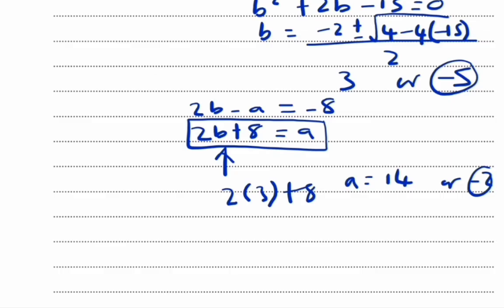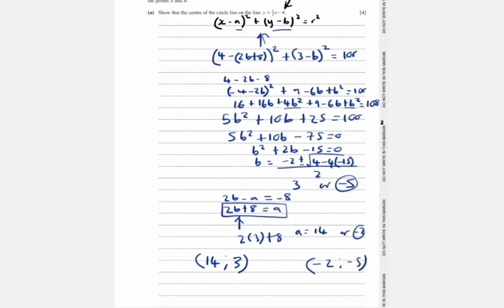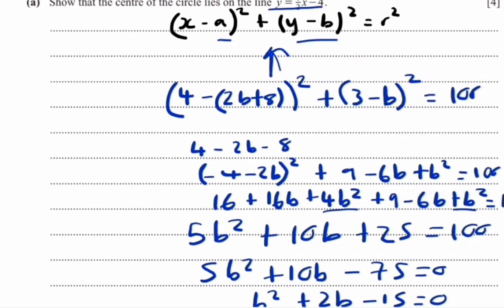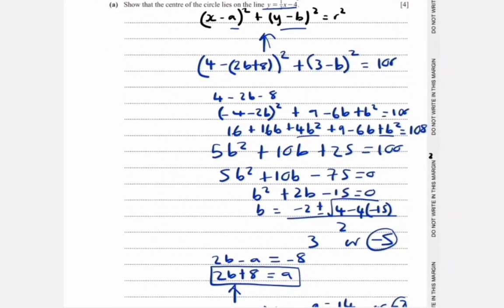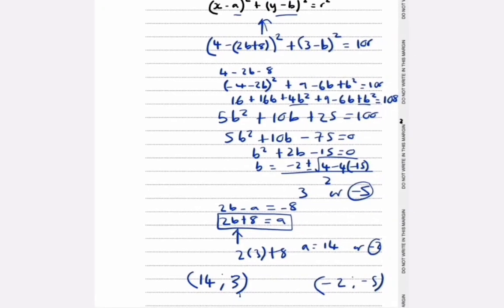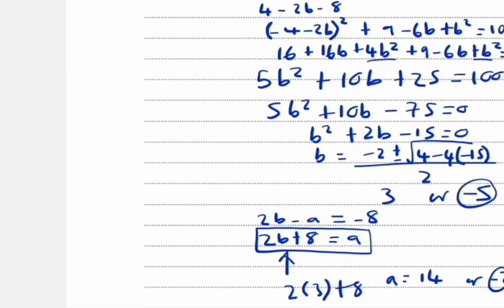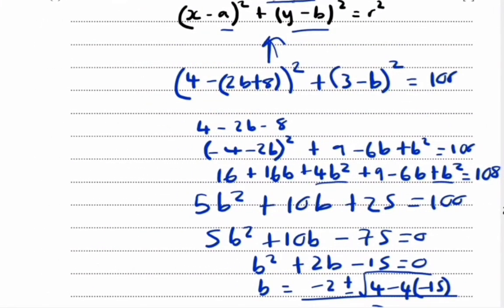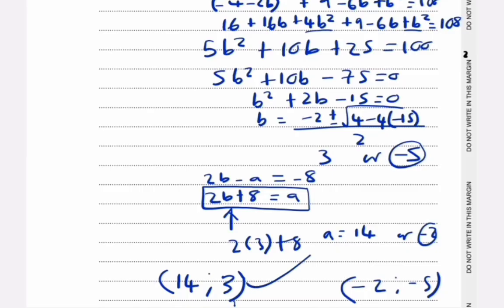So we have two sets of values here. We have 14, 3, and minus 2, minus 5. Just going to substitute these into this line. Alright, so our y is 3. We're going to substitute 14 on the other side. Half of 14 minus 4, we're getting 3. Meaning if we put 3 here and 14 here, this is making sense. So this is on that line.